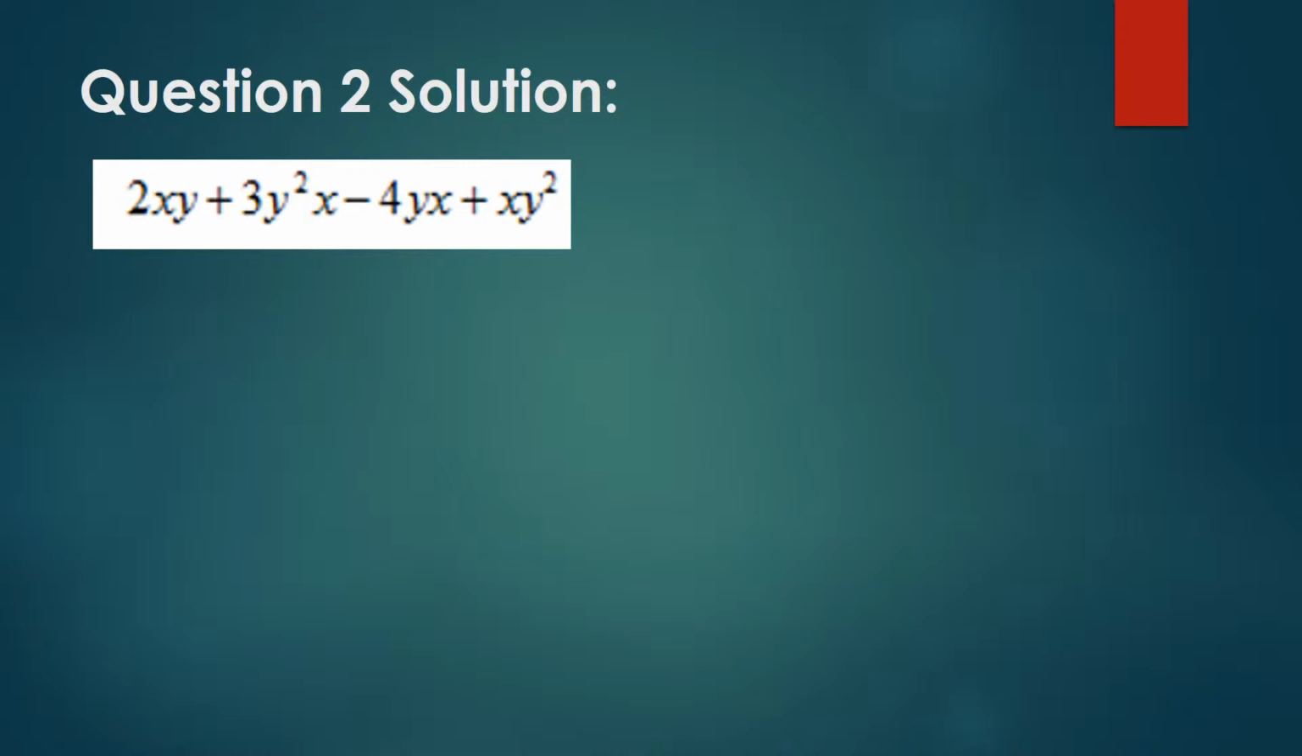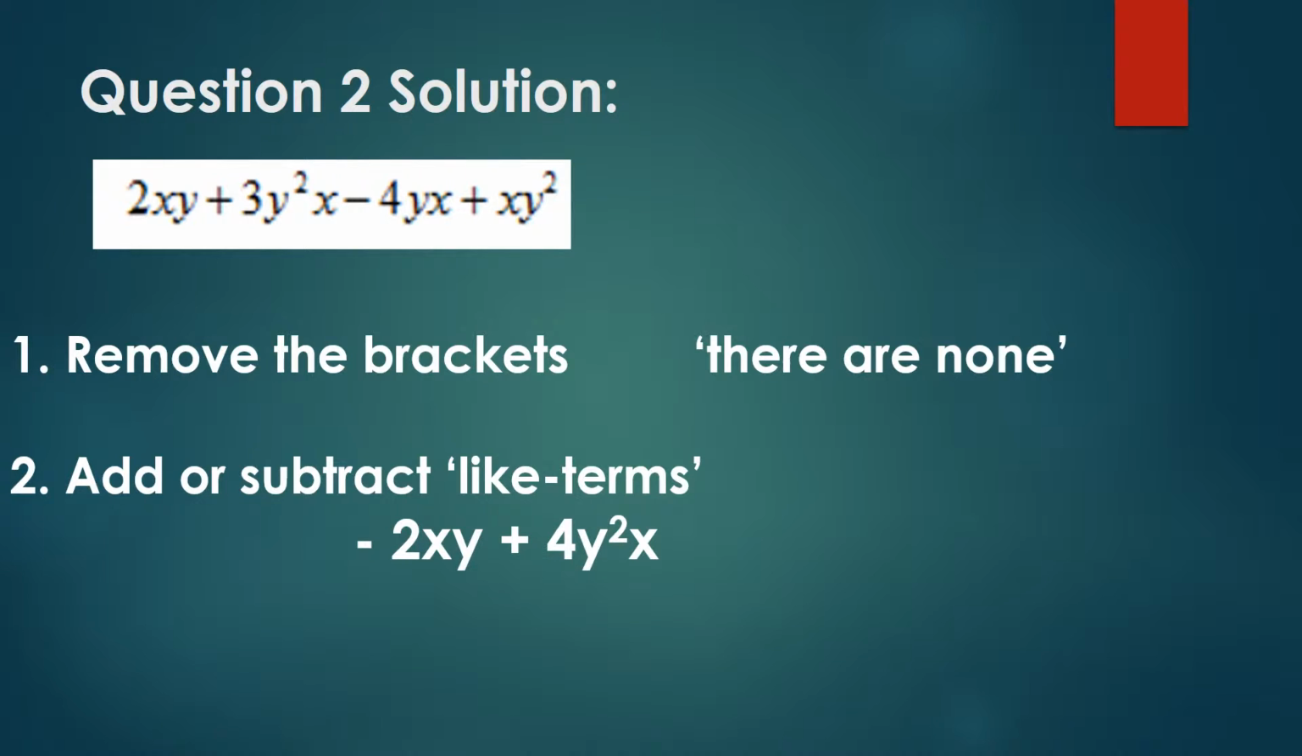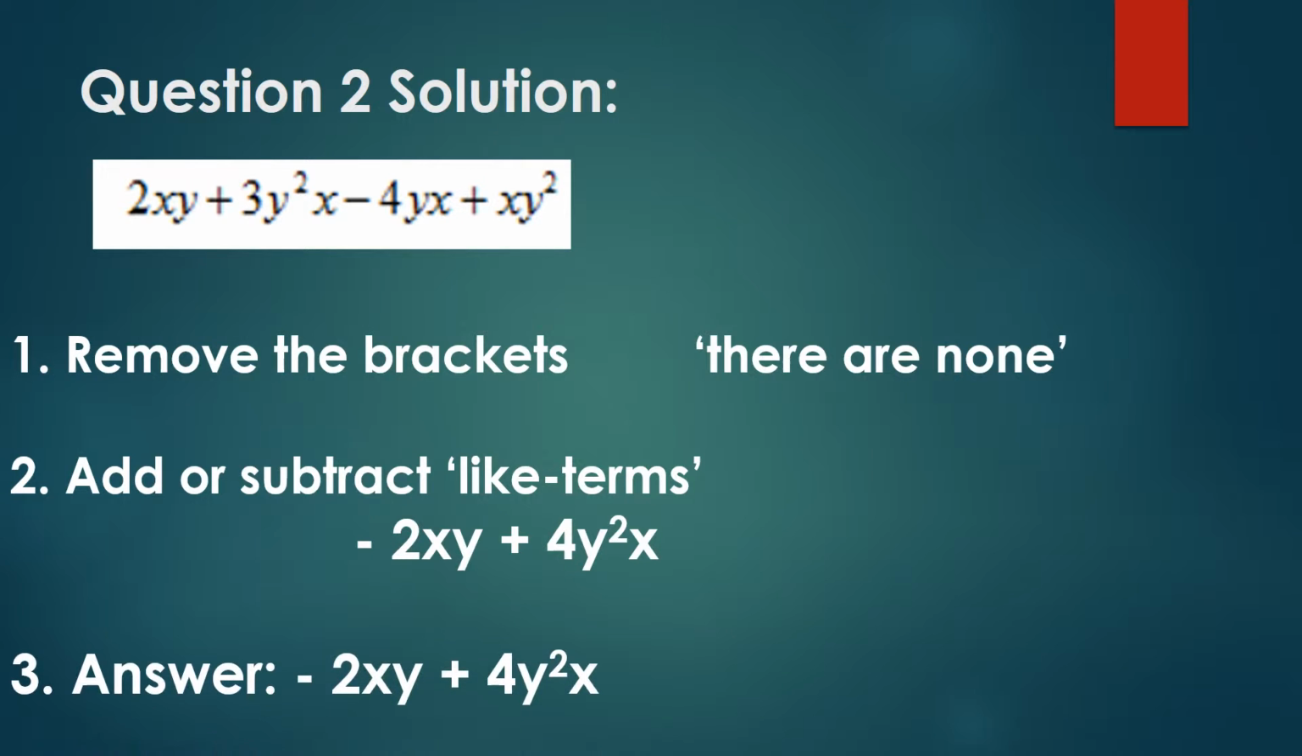The next question, you have 2xy plus 3y squared x minus 4yx plus xy squared. In this case, 2xy is the same term as negative 4yx, so those are like terms. So 2xy minus 4xy is negative 2xy, and the other one is 3y squared x plus 1y squared x, because you can reverse these variables, is 4y squared x. And that's your final answer, negative 2xy plus 4y squared x.